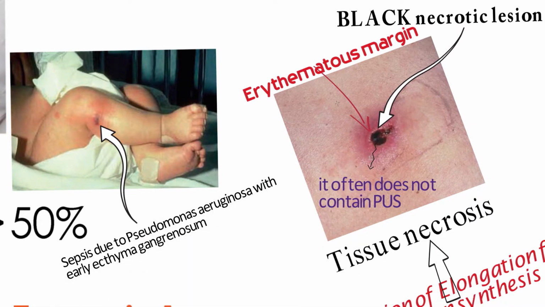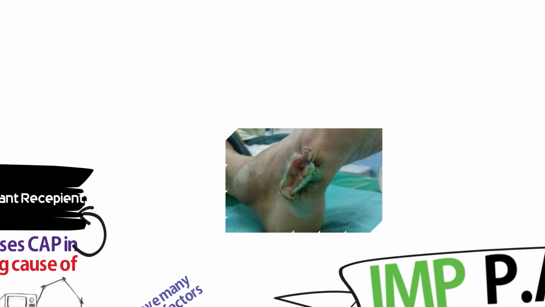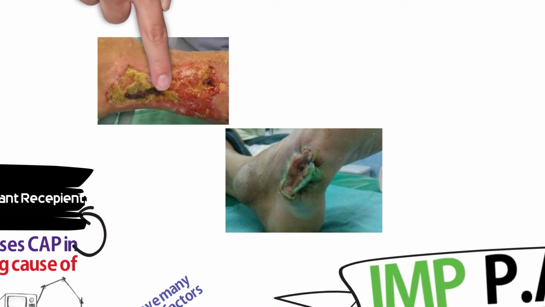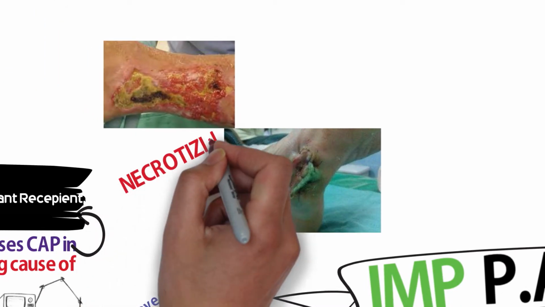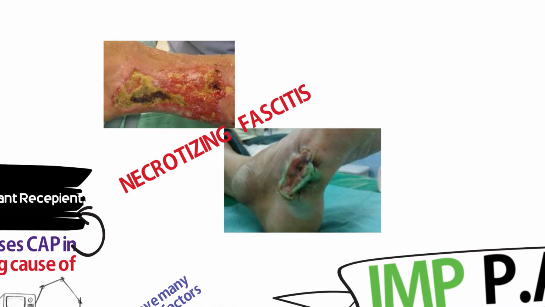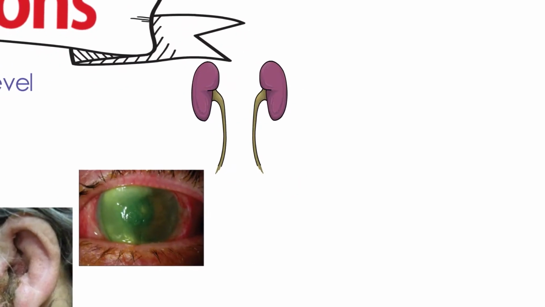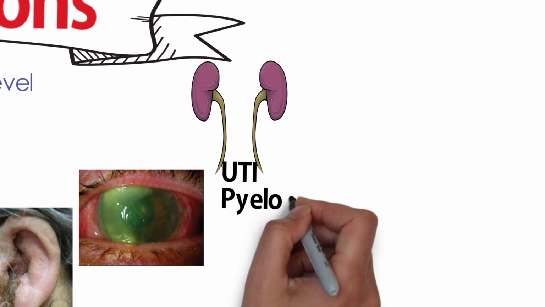Another important infection caused by Pseudomonas is necrotizing fasciitis. Pseudomonas causes the necrotizing fasciitis in diabetic and neutropenic patients. Okay, next one is UTI and the pyelonephritis.